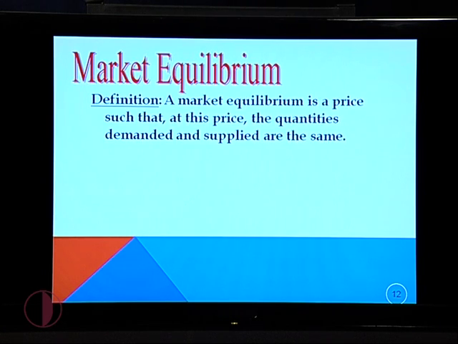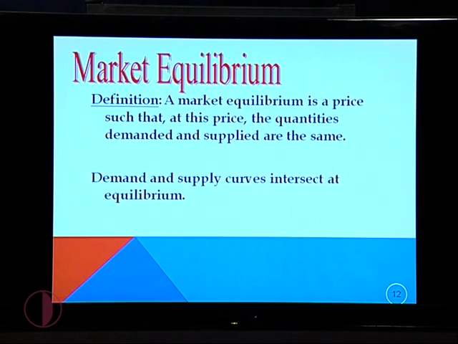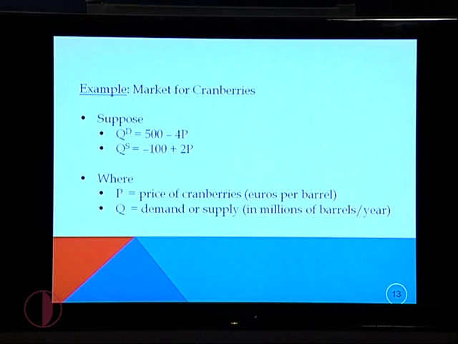Market equilibrium. A market equilibrium is a price such that at that price the quantities demanded and supplied are the same, where it meets the equilibrium level for desired economic satisfaction. Demand and supply curves intersect at the equilibrium level, as you know. An equilibrium level can be found by calculating the supply and demand curves, where they are equalized and estimated.